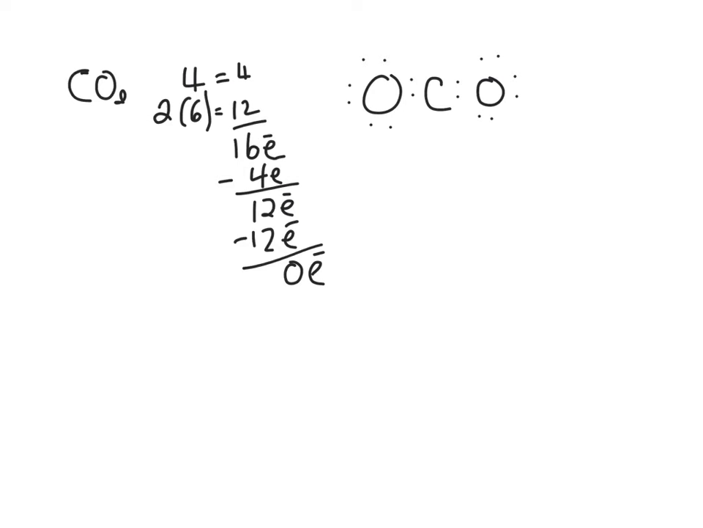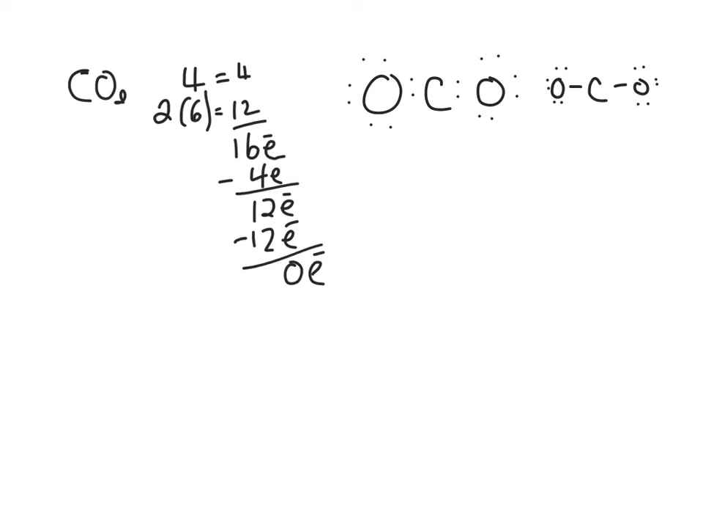All right. So if we look at oxygen, oxygen surrounded by 8, that's happy. This oxygen is surrounded by 8, that's happy. Carbon, however, is only surrounded by 4, and we have only 1 bond between each of the oxygens and the carbons. So this is not good.